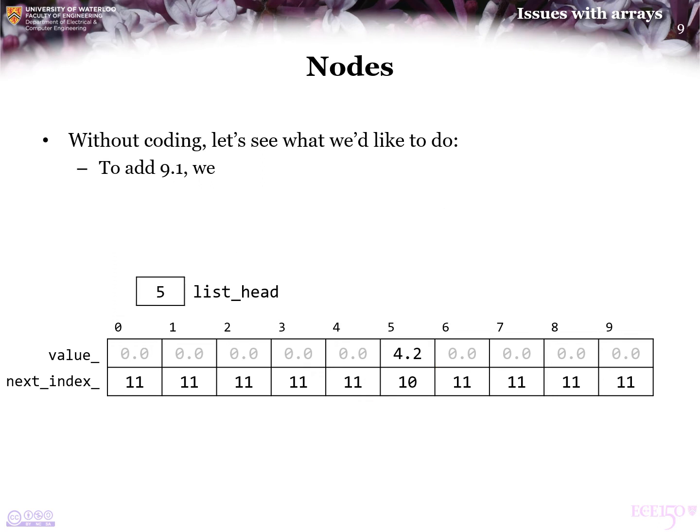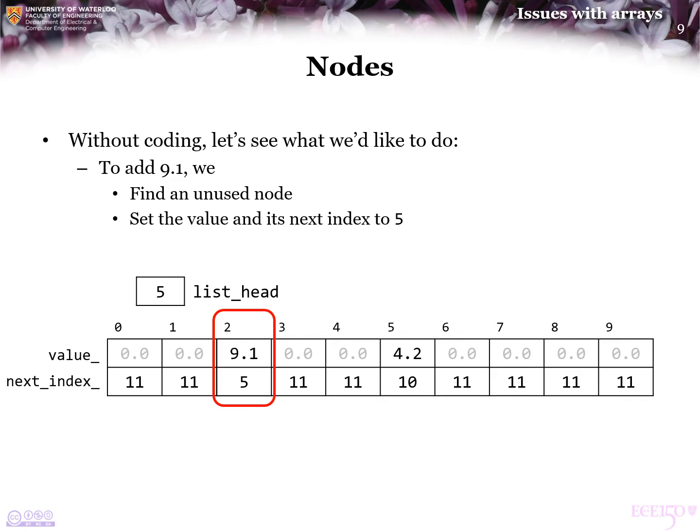Next, to add 9.1 into this linked list, once again we ask our oracle, give us a node. So we have an unused node at index 2. We will set the value 9.1, and we will set its next index to the current value of list head. So this is like me telling Brooke, please remember Ollie, as Ollie was the name I was currently remembering. Having done so, we will then update list head to be that new index 2.